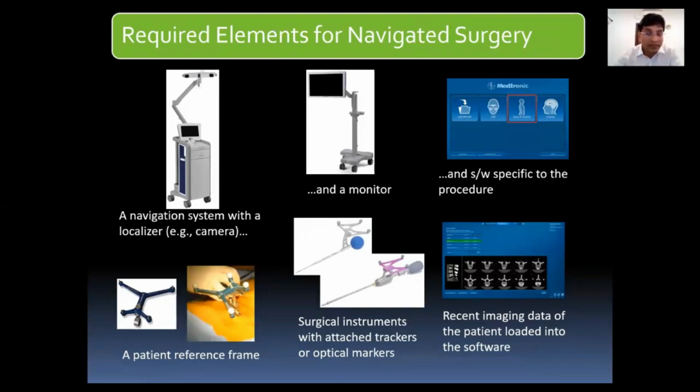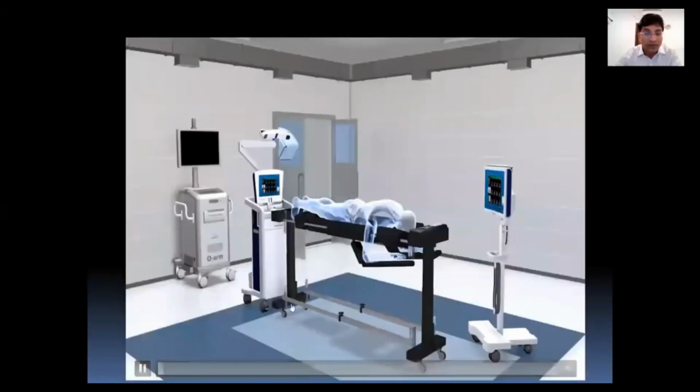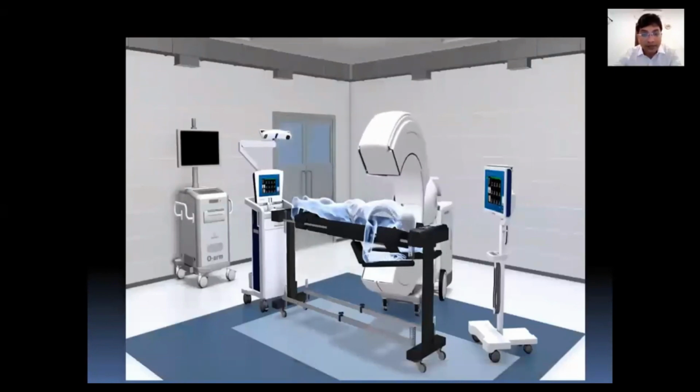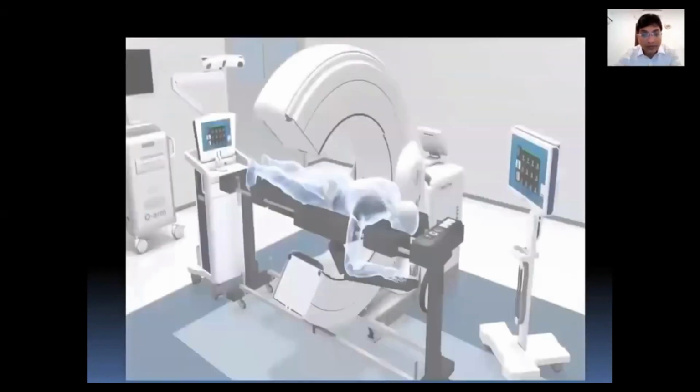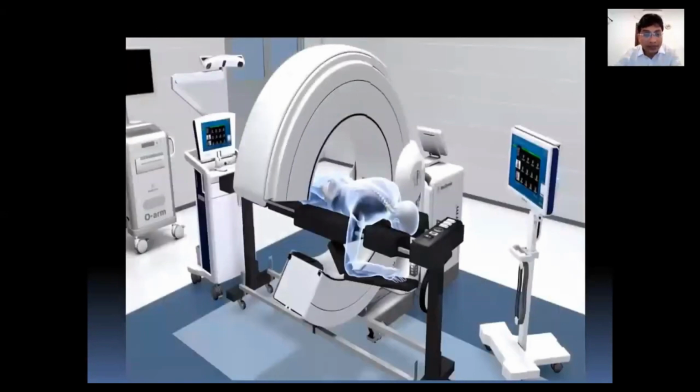And so these are the typical elements for navigated spine surgery: a navigation system with a localizer, a patient reference frame, surgical instruments with attached trackers or optical markers, a monitor. And this is the O-arm, which is basically an intraoperative CT scan. The patient is positioned on the operation table. The O-arm is a 3D CT scan that comes into the picture.